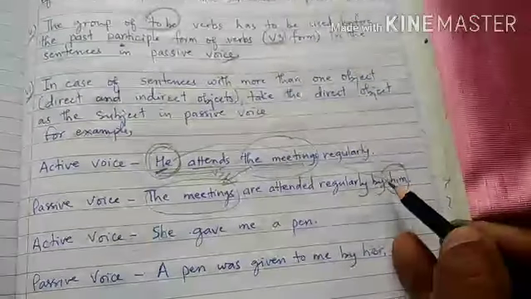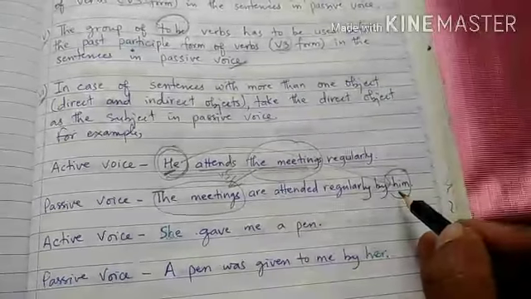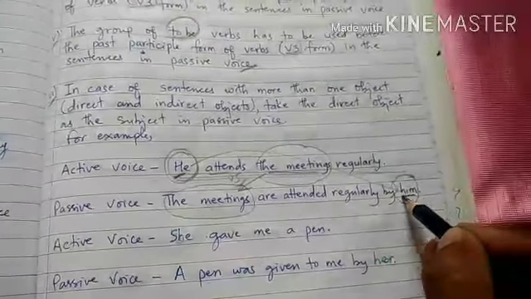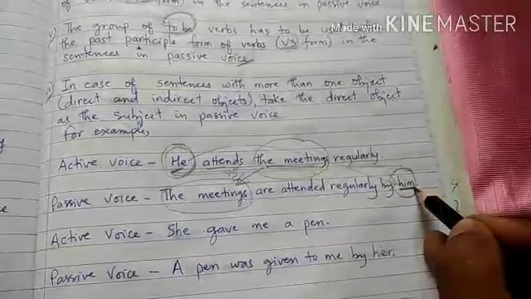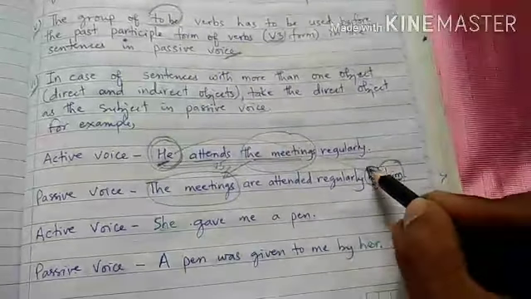Okay, now what is the further rule that I have explained just before. See, after changing subject into object, before the object we have to use the preposition by.